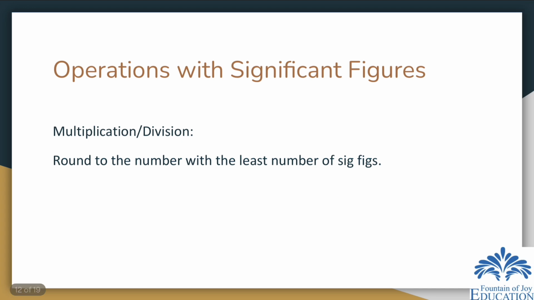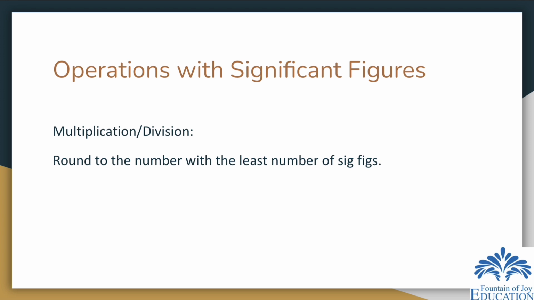Now, let's talk about operations with significant figures. When we do operations, we're going to split the operations into two categories: multiplication and division, and addition and subtraction. So let's start with multiplication and division first. The rule for multiplication and division is that when you find the answer to these calculations, you will round to the number with the least number of sig figs.